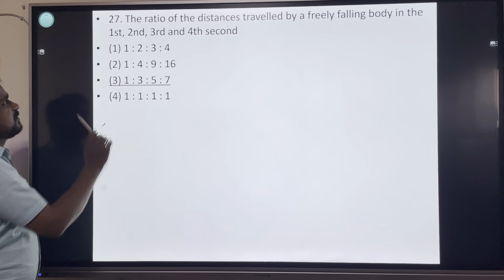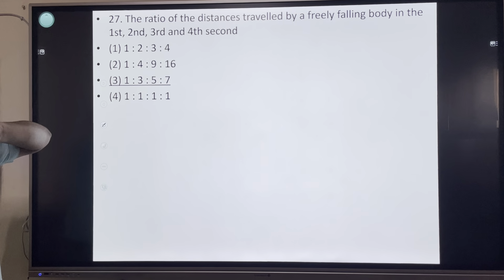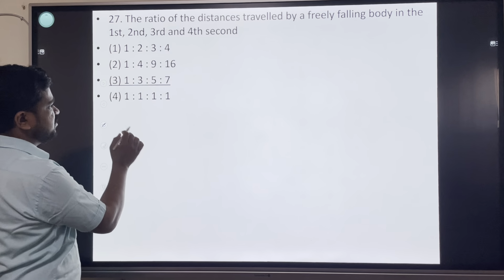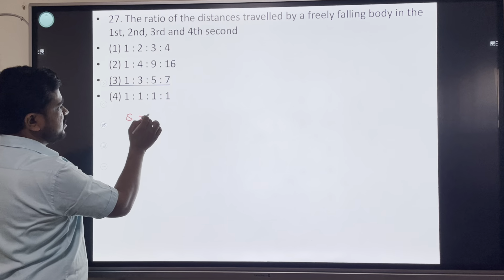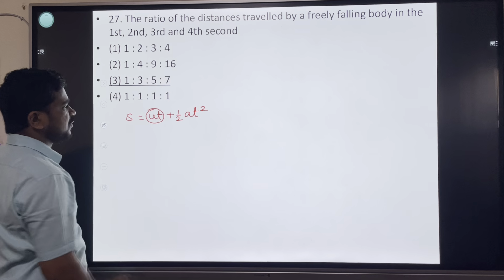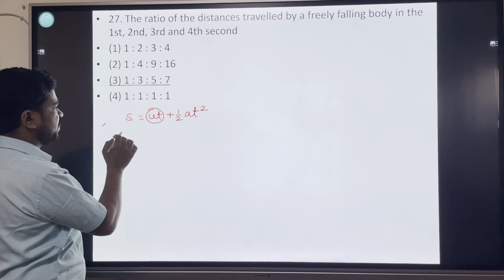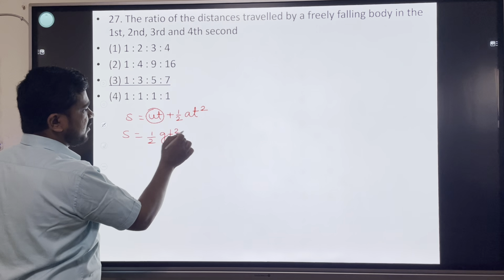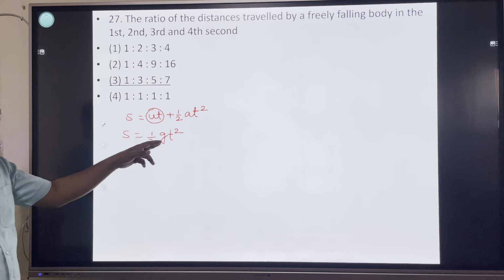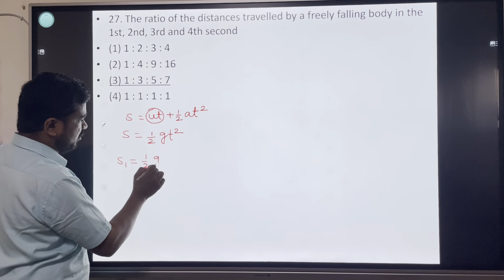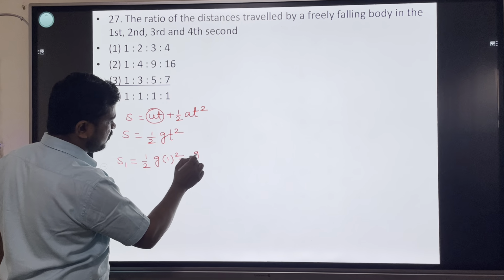चलो next question. The ratio of the distance traveled by a free falling body in the first, second, third and fourth second is? Distance का formula, kinematic equation use करो. S is equal to ut plus half at square, u is 0, initial velocity 0. In free falling body, s is equal to half into g t square. Acceleration due to gravity on free falling body is g. Then in the first second, half into g into 1 square is equal to g upon 2.